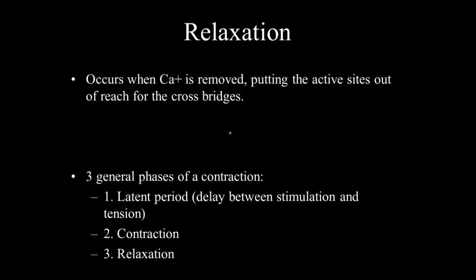There are 3 general phases of a contraction: the latent period, that's kind of the delay between when the neuron gets the electrical signal and the point at which the muscle becomes contracted. So basically the time when the signal travels down the neuron, releases the acetylcholine, and the calcium binds to the actin. And then you have the actual contraction where the thin filaments slide over the thick, and then you have a period of relaxation where the cross bridges can't attach and the muscle returns back to its normal length.